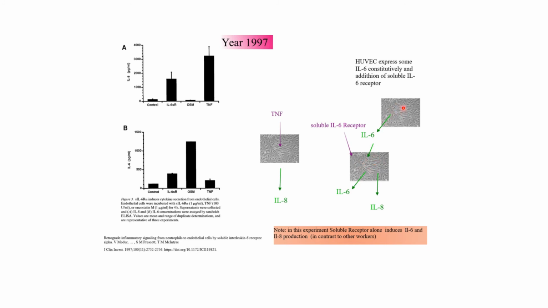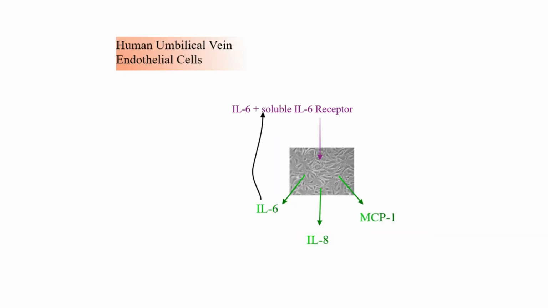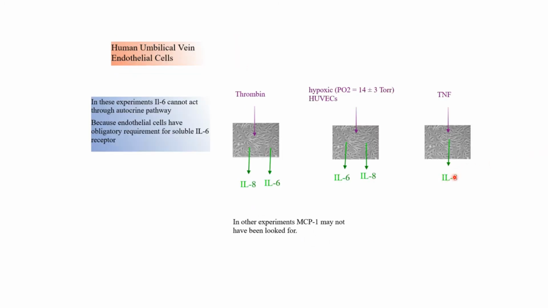So these are HUVECs growing their own interleukin. Soluble receptor will react with interleukin produced by these cells and then get them to secrete even more interleukin 6. TNF produces interleukin 8. So this is the summary of those results. This is just a summary slide of what we've been seeing about HUVEC experiments in the 20th century.